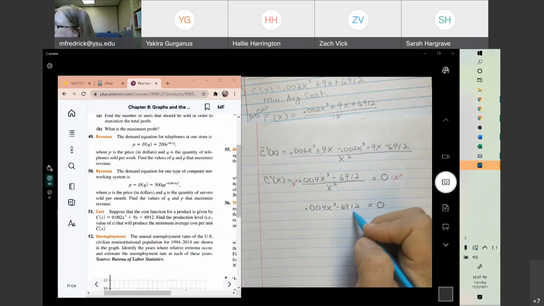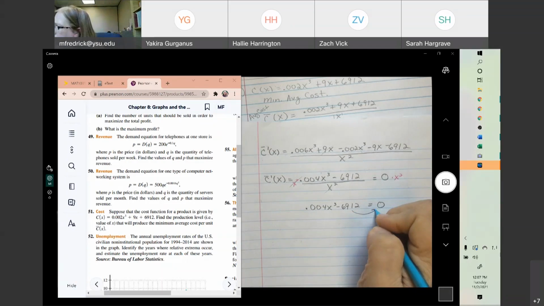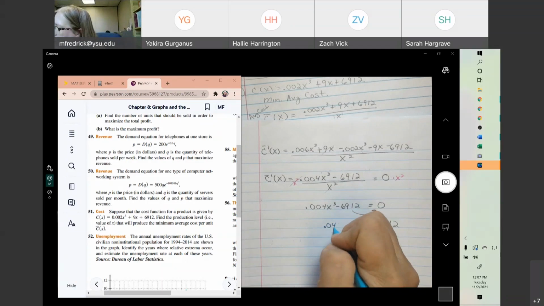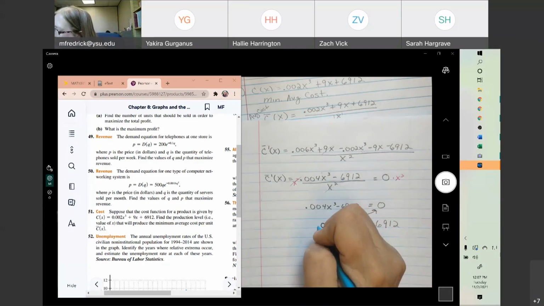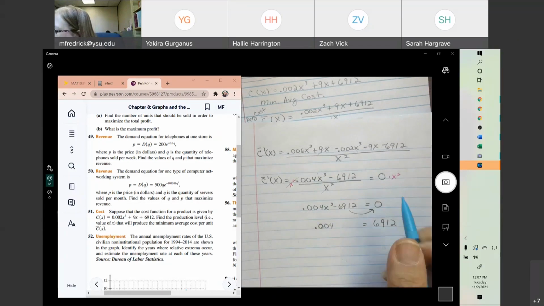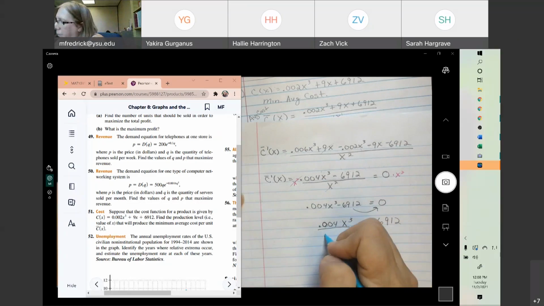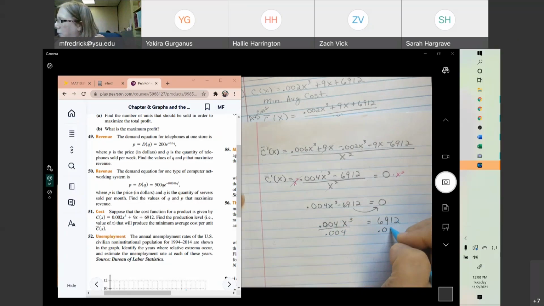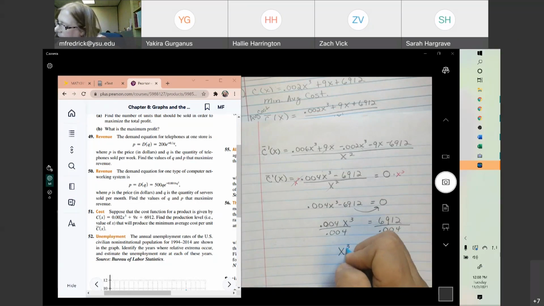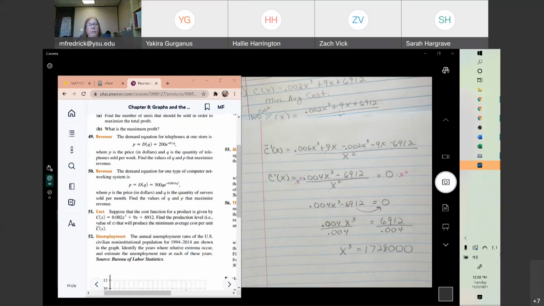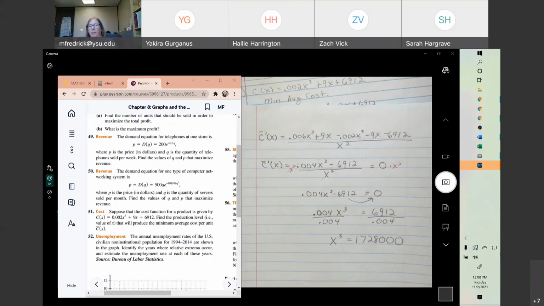Now we want to solve this, so we're going to add the 6,912 to the other side and divide by 0.004. Any questions up to there?